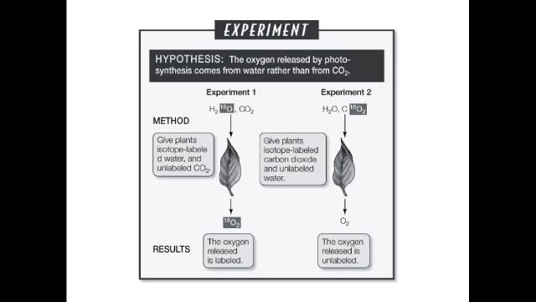So how they concluded that the oxygen comes from water rather than CO2, they studied the isotopes of oxygen. They gave plants isotope labeled water and unlabeled CO2, and the result was that the oxygen that was released was labeled. And then in experiment 2, to make sure that it wasn't CO2, they gave plants isotope labeled carbon dioxide and unlabeled water, and as a result, the oxygen that was released was unlabeled. And so oxygen does not come from the CO2, which had those oxygens labeled. So really, really cool experiment that they could do in the 1950s.